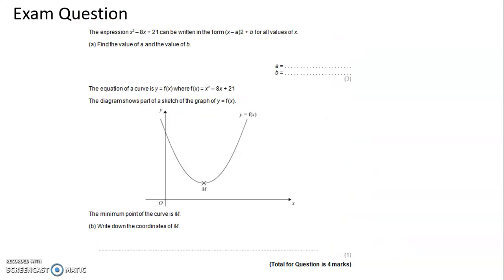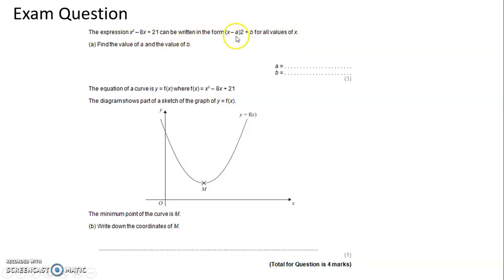Okay, so here is an exam question from a higher tier GCSE paper. It says the expression x squared subtract 8x add 21 can be written in the form x subtract a, and that should be squared there. Something's happened here when I've taken this exam question from Exam Wizard. It should be x minus a squared add b for all values of x.